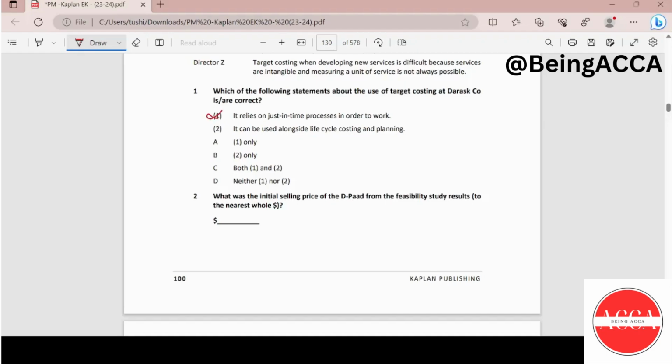It can be used alongside life cycle costing and planning. Now, this is correct because these are more suitable or more beneficial when they are used together. So, B is the right answer.